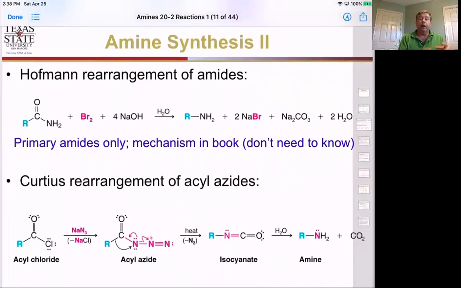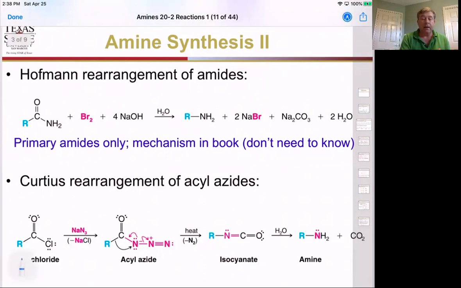Okay, another way to do this is to actually start with an amide. And if we start with a primary amide, we can actually use bromine and hydroxide, and there's the mechanisms in the book here. But what we're doing is we're taking an amide and we're decarbonylating it and transferring the nitrogen to the R group of the amide here.